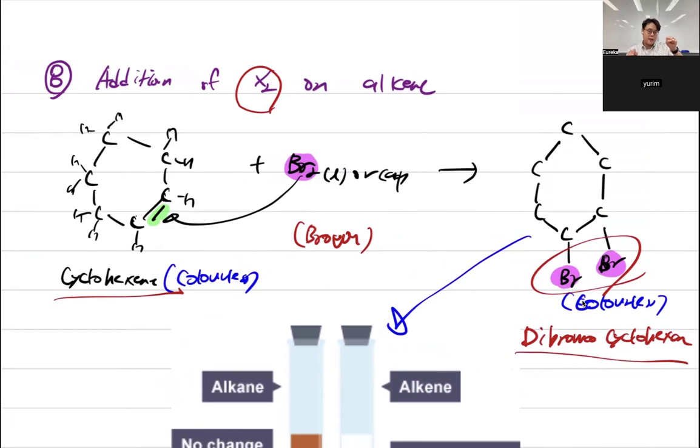Comparing cyclohexane and dibromocyclohexane, would it be cyclohexene? Why? Because double bonds are more prioritized than haloalkanes. No, the double bond actually doesn't do anything.